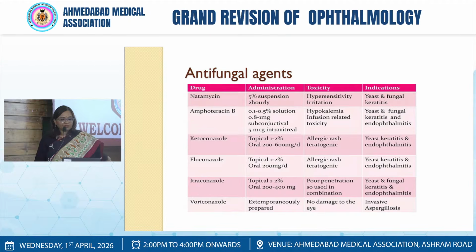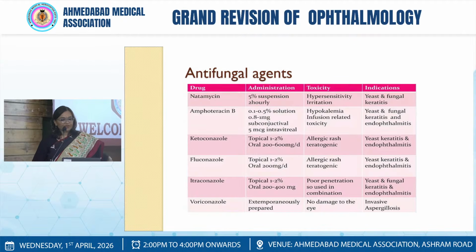Amphotericin B, we have to prepare it for topical purposes. Otherwise, systemically we can give it in patients with mucormycosis, and there are many systemic side effects of IV amphotericin, which include hypokalemia and infusion related toxicities.